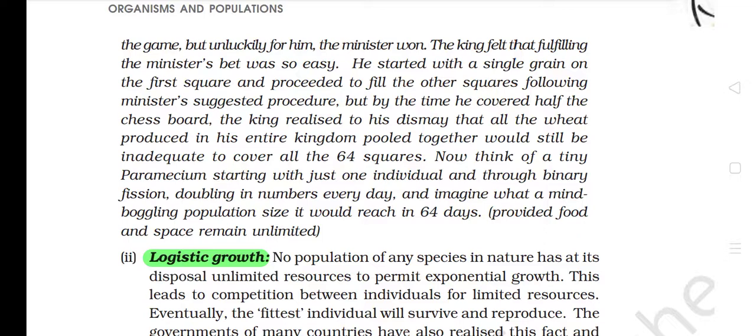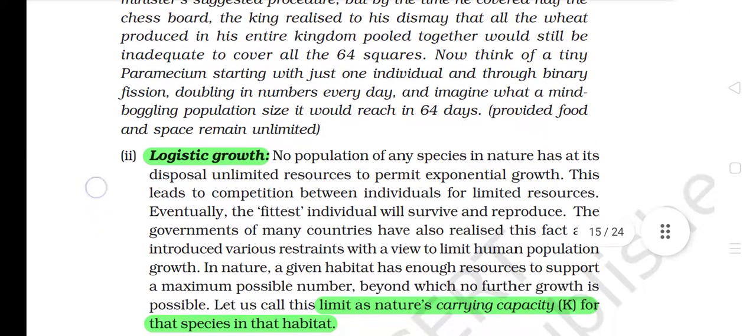Now think of a tiny paramecium starting with just one individual and, through binary fission, doubling in numbers every day. Imagine what a mind-boggling population size it would reach in 64 days, provided food and space remain unlimited.